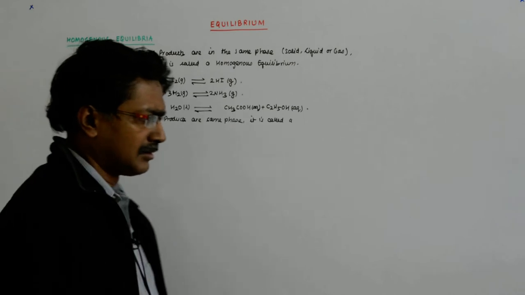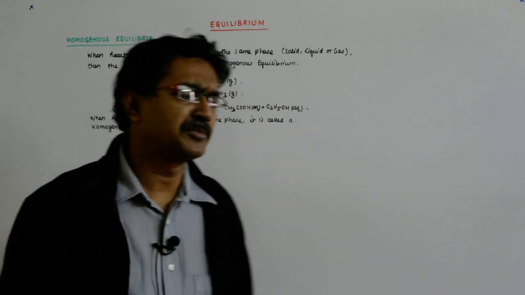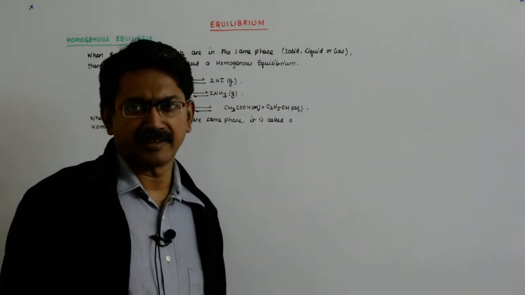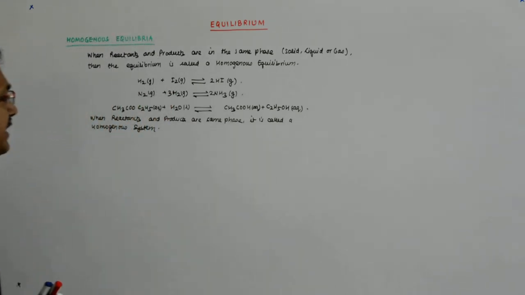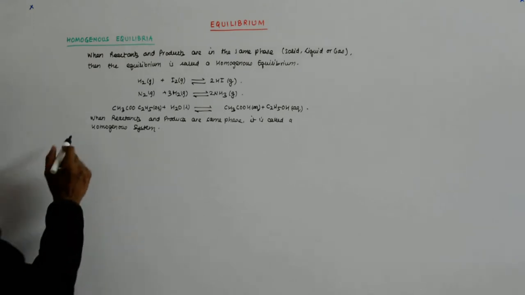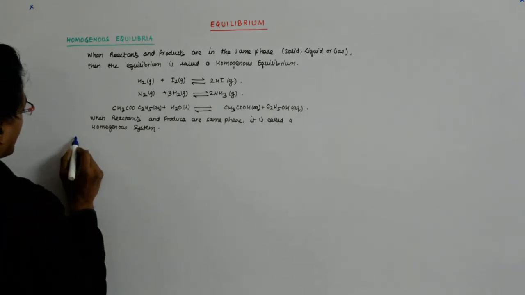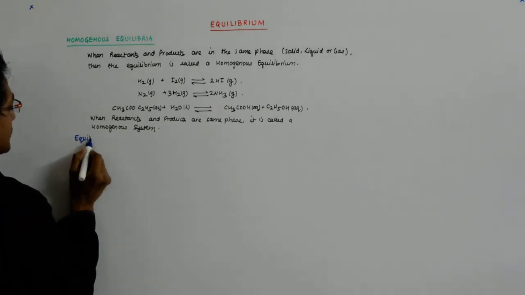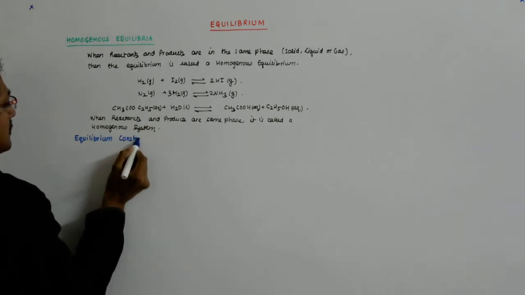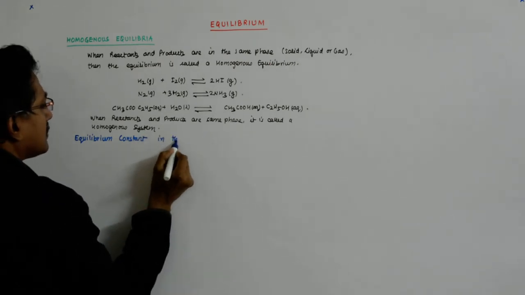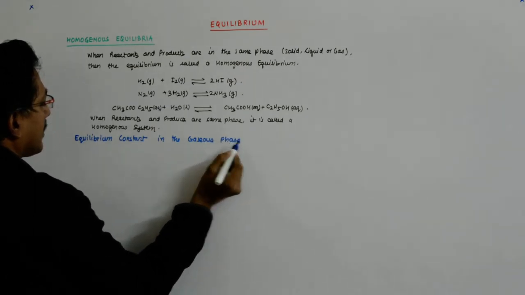Now let us come to a homogeneous system in which all the reactants and the products are gases, and that happens too often. In so many important reactions you'll find the reactants and products to be in the same phase, especially the gas phase, right? So we come to the equilibrium constant in the gaseous phase.